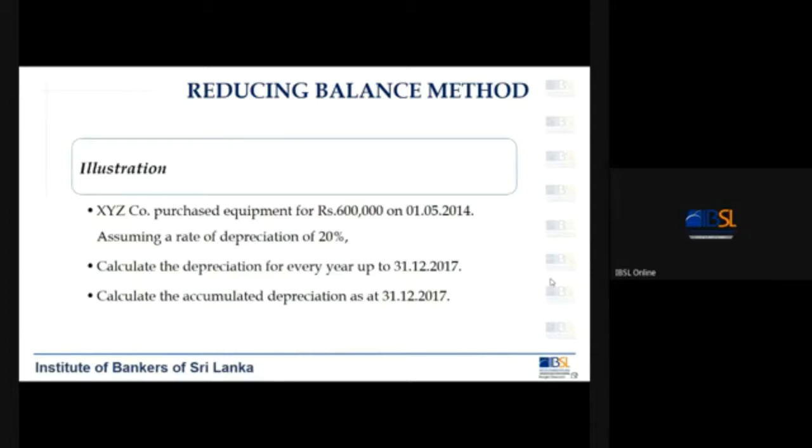What do we need to apply? Prorate convention. Yes, very good. Prorate convention has to be applied. So what is the residual value of this asset?